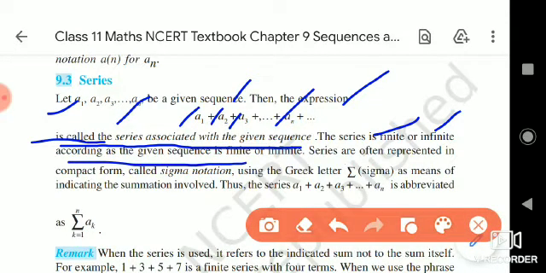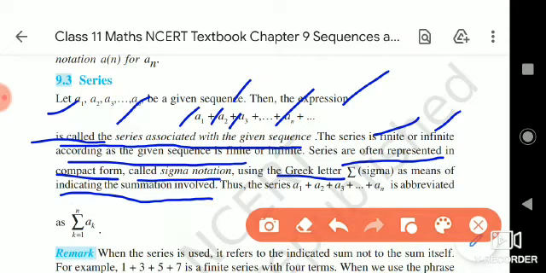The series are often represented in a compact form called the sigma notation, using the Greek letter sigma as a means of indicating the summation involved. Thus, the series A1 plus A2 plus A3 plus so on up to AN is abbreviated as summation of AK, where K ranges from 1 to N.